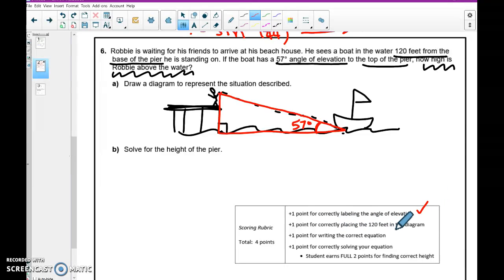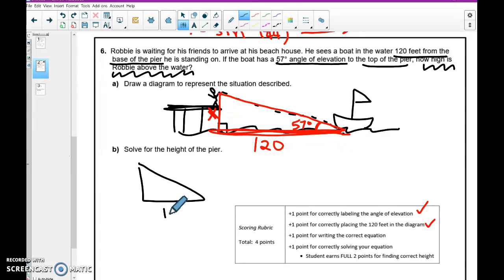One point for correctly placing 120 in the diagram. Well, the boat in the water is 120 feet from the base. Base means bottom of the pier. Well, the bottom of the pier is right here, down at the bottom part, and the boat is stretching across here. That means that this should have been labeled as the 120. Some of you lost points just because you didn't label that properly. We're looking for how high Robbie is above the water, which means this pier height is X. So that's how you should have set it up.